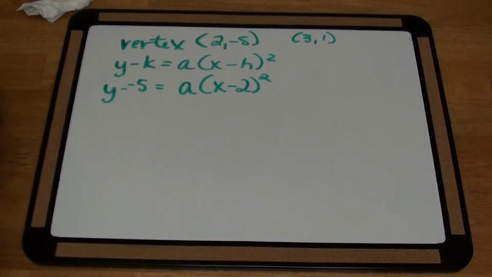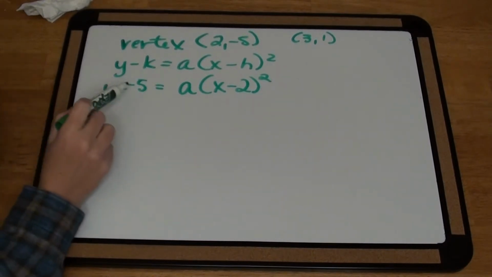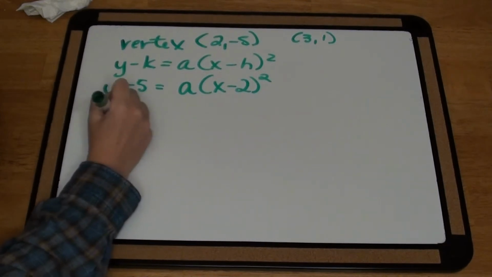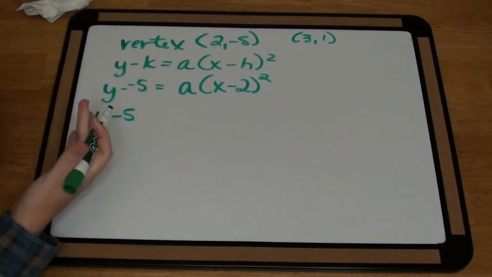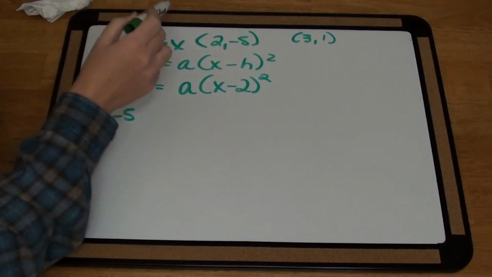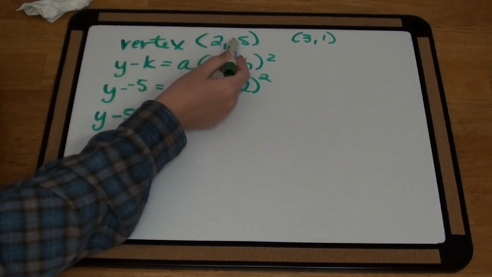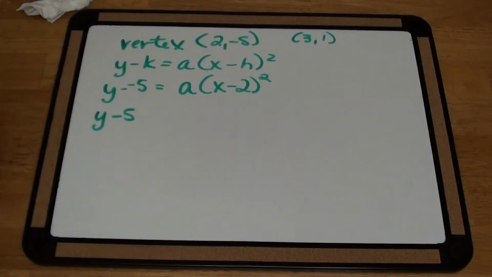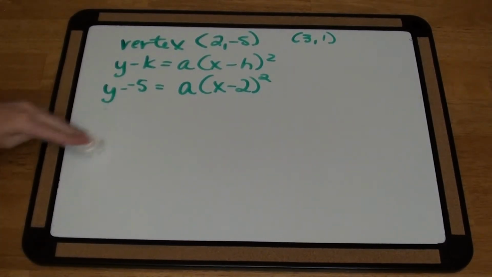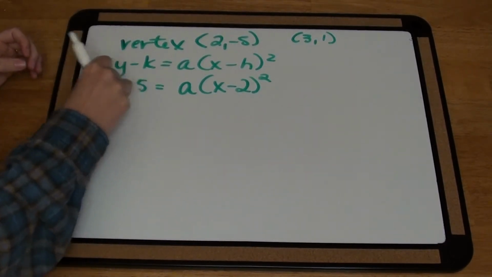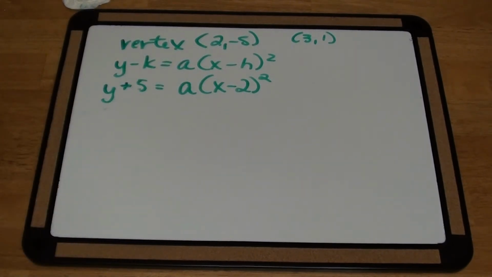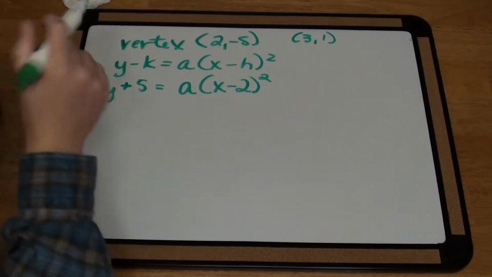The number one mistake kids will make when they're doing this is when they go to sub in this negative 5, they'll write it down as y minus 5. They'll forget either that the negative has to be there, or they'll know about this one and forget about this one. You have to make sure they're both there. So really, this is equivalent to y plus 5, right? Okay, so y plus 5 equals a times x minus 2 squared.